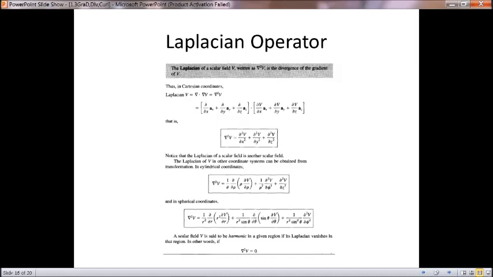The Laplacian of a scalar field v, written as del square v, is the divergence of the gradient of v. The Laplacian operator is nothing but del dot del v, that means divergence of gradient of v. A scalar field v is said to be harmonic in a given region if its Laplacian vanishes in that region. In other words, del square v is equal to 0. So this is the Laplacian operator, del square v equal to 0, that is, the divergence of gradient of a function is 0.